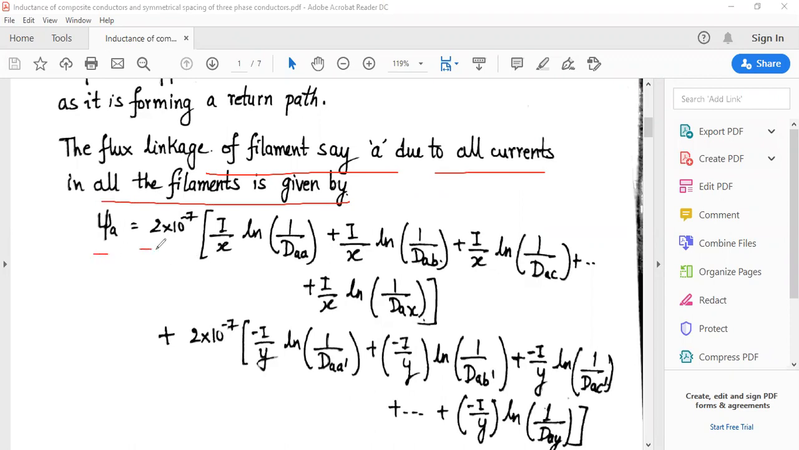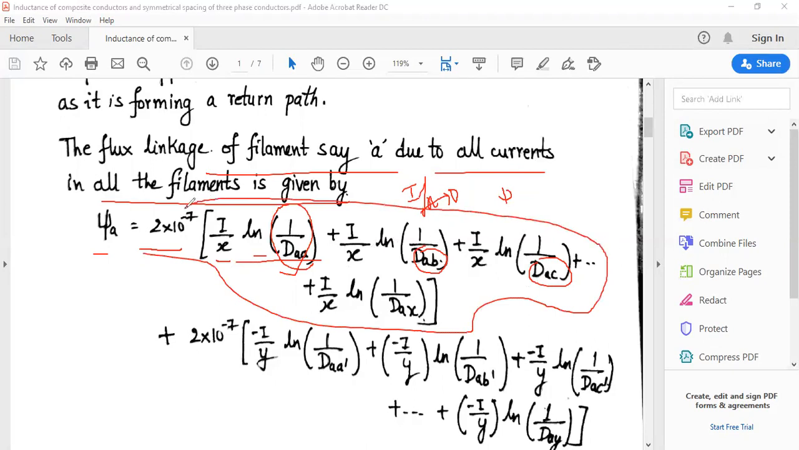Phi A is 2 into 10 power minus 7, which is common, times I by X, that is the current, times ln of 1 divided by dAA. Considering filament A in conductor P, I have this expression written, and the current flowing through that filament is I by X. Similarly, for A to B, this is the distance, and for A to C, this is the distance. In the same way, I can write it for all the parallel filaments in conductor P.